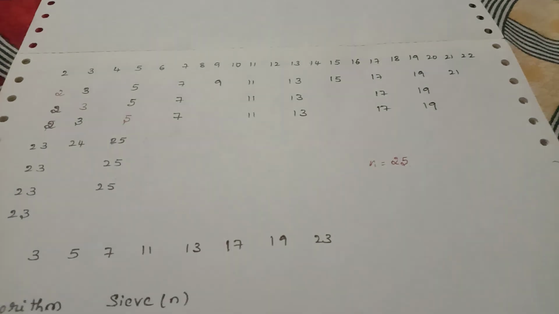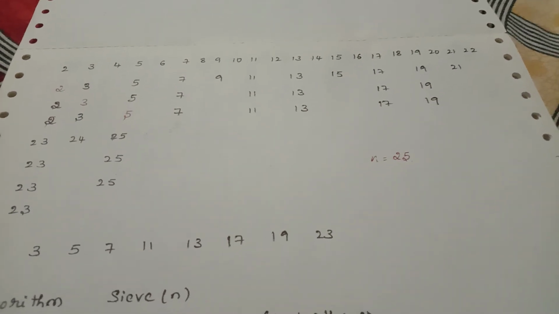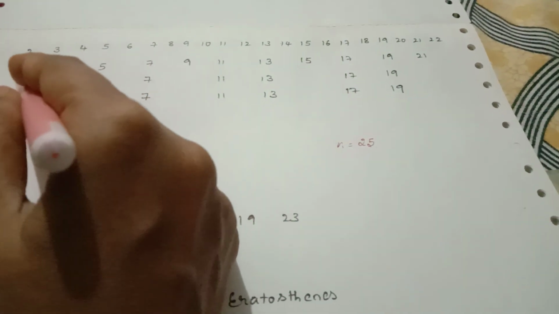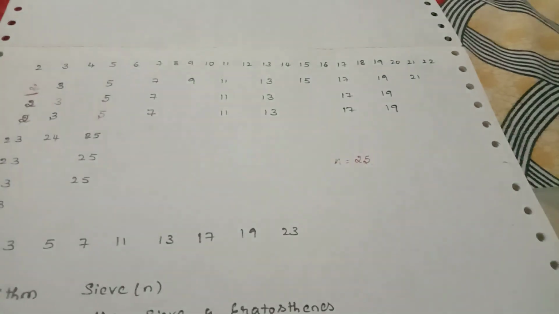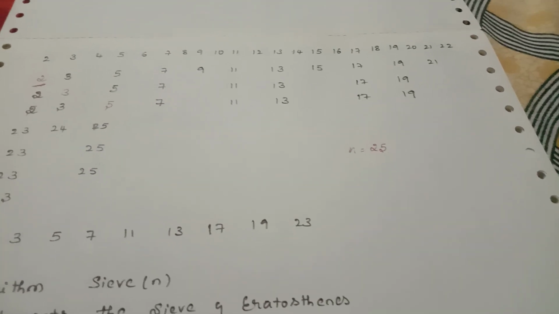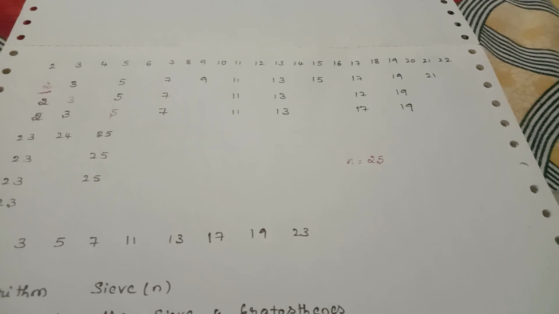After this, the next thing we have to do is take the 2, which I have mentioned in red color, and delete all the multiples of 2.